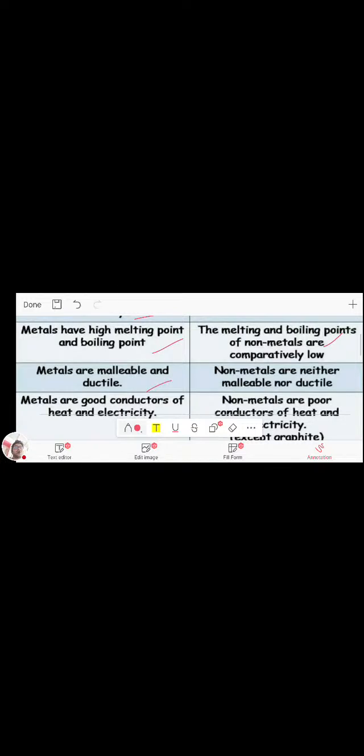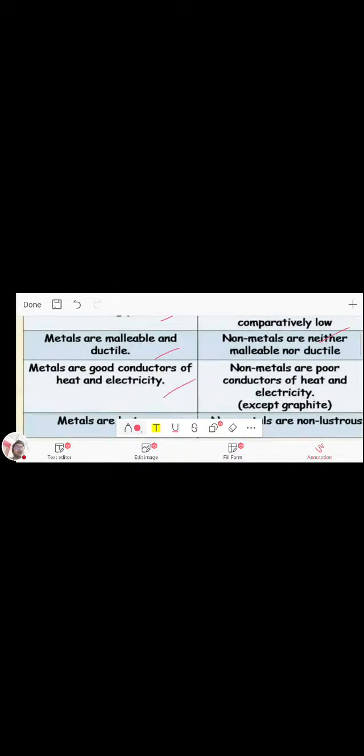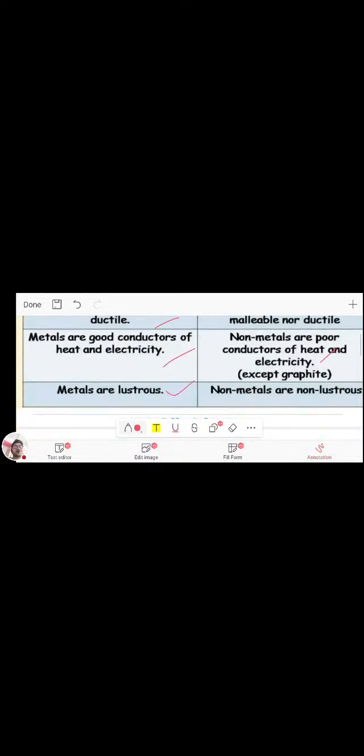Metals are malleable and ductile. Non-metals are non-malleable, non-ductile. Metals are good conductors of heat and electricity. Non-metals are bad conductors of heat and electricity. Metals are lustrous. Non-metals are non-lustrous. Metals are sonorous. Non-metals are non-sonorous.